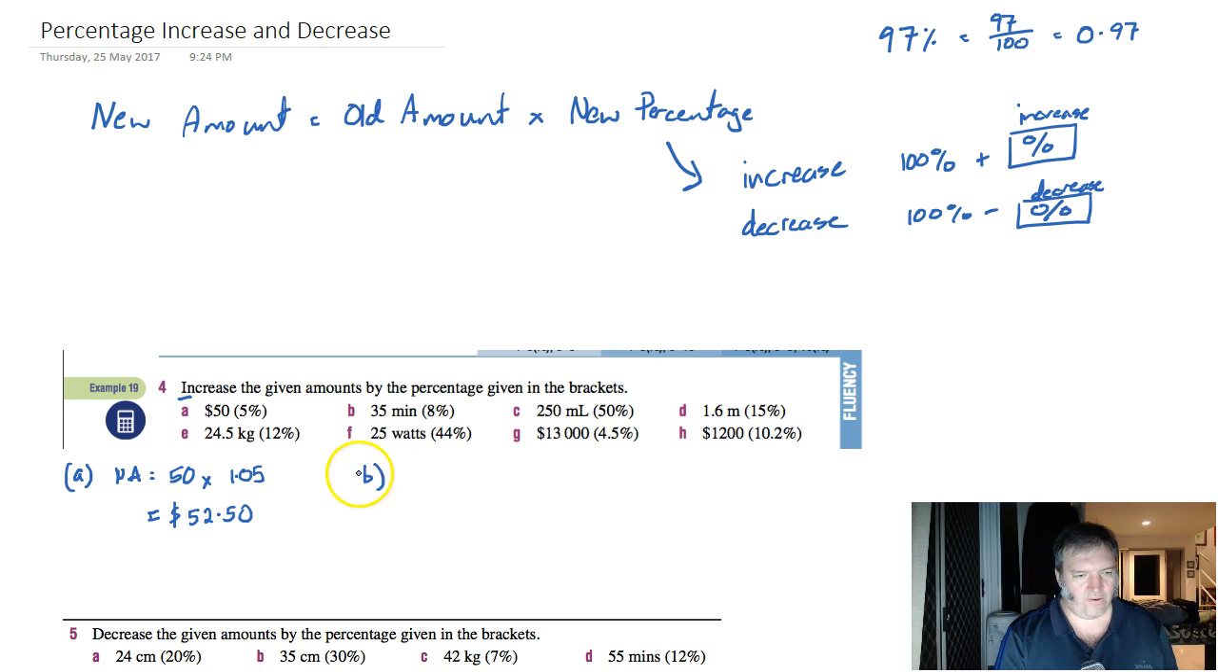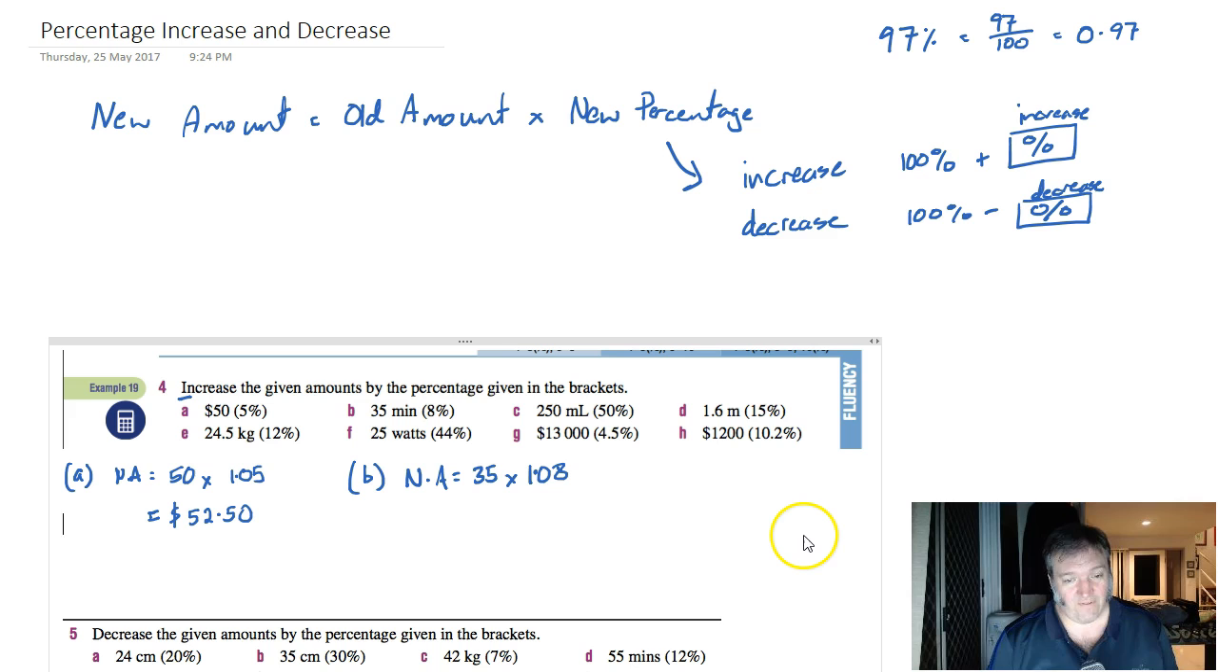Let's do B, why not? So 35 minutes. What's my new amount going to be if I increase 35 minutes by 8%? So 100% plus another 8% is 108%. So I just write out 108. And then percent means I should move the decimal place 2 places. 1.08. 35 multiplied by 1.08. You might need a calculator for that. Why don't we get one and figure it out?